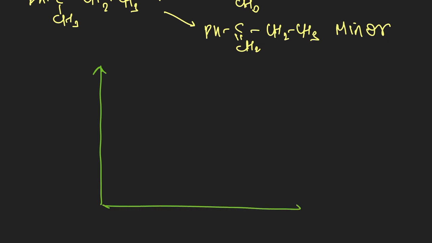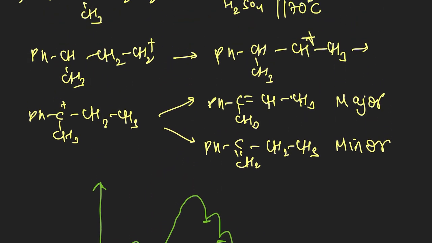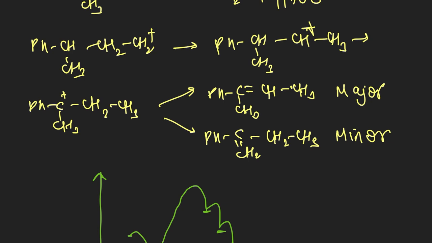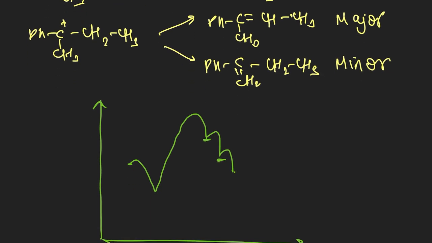First it will form the oxonium ion, then the first carbocation, then the second. This is the first carbocation, then the second. The first carbocation rearranges, and it rearranges again and forms two different products, B and A. Minor is B, major is A.